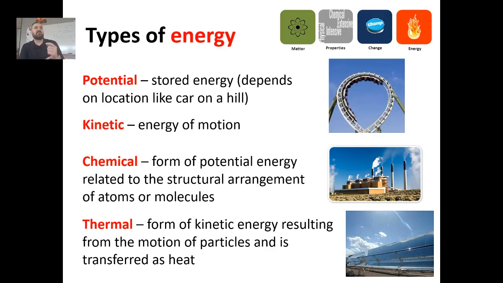These are the four types of energy that we're going to be talking about for the rest of this semester. The first one is potential. Most of y'all are familiar with potential from junior high. Potential energy is stored energy, and it depends on the location, like a car on a hill. Here's our little hill. I'm just going to draw a circle for our car. A car at the bottom of the hill doesn't have that much energy, but a car at the top of the hill has a lot of stored energy. All it needs is a little bit of push to release that energy.